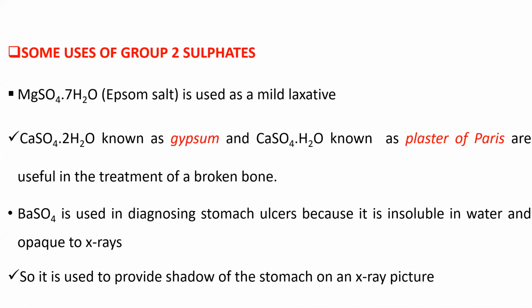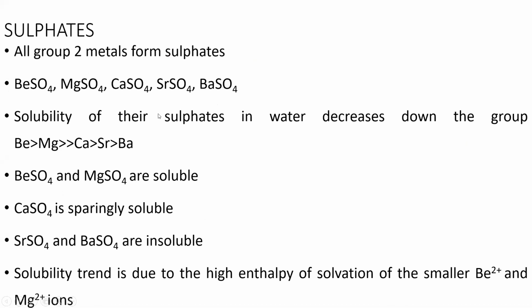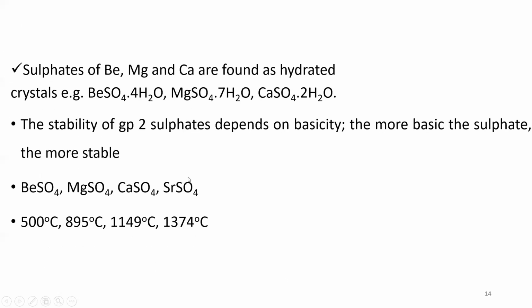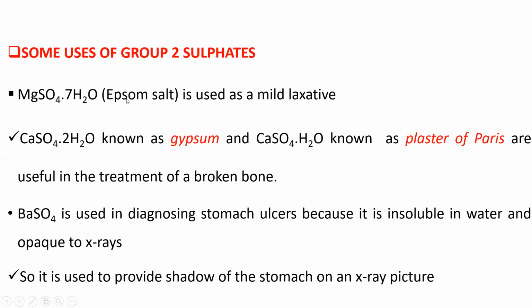Now, we look at some uses of your group 2 sulfates based on solubility. Your hydrated magnesium sulfate is used as a mild laxative. Note that your beryllium and magnesium have high enthalpy of solvation, so they are more soluble. That is why our magnesium sulfate is our Epsom salt. So it's used as a mild laxative because it's soluble in water. So their solubility has to do with their uses.